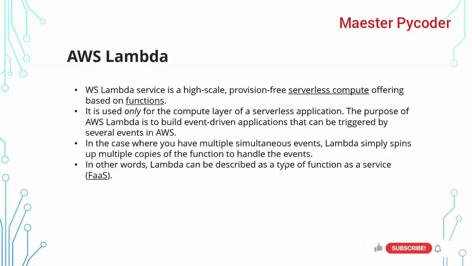Describing AWS Lambda. The service is a high-scale, provision-free serverless compute offering based on functions. It is used only for the compute layer of a serverless application. The purpose of AWS Lambda is to build event-driven applications that can be triggered by several events in AWS. In the case where you have multiple simultaneous events, Lambda simply spins up multiple copies of the function to handle the events. In other words, Lambda can be described as a type of function as a service.